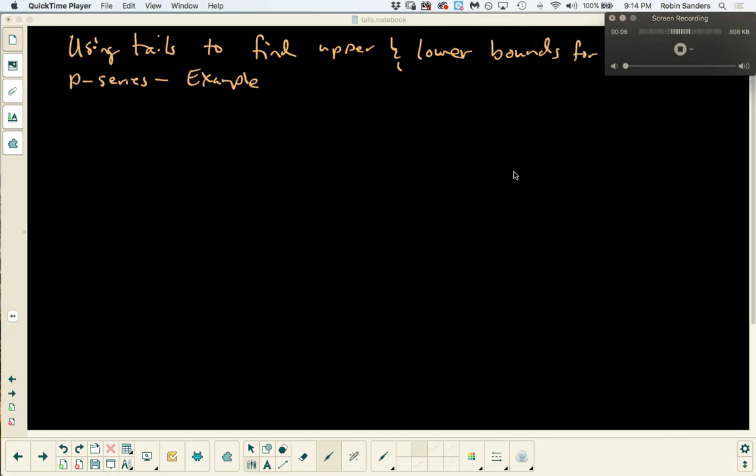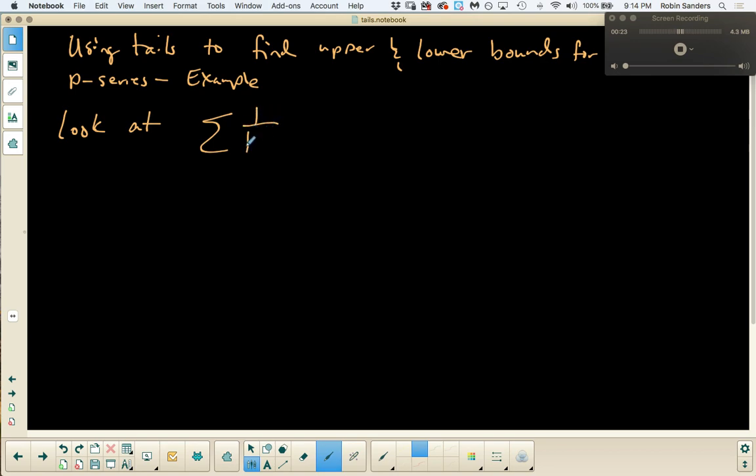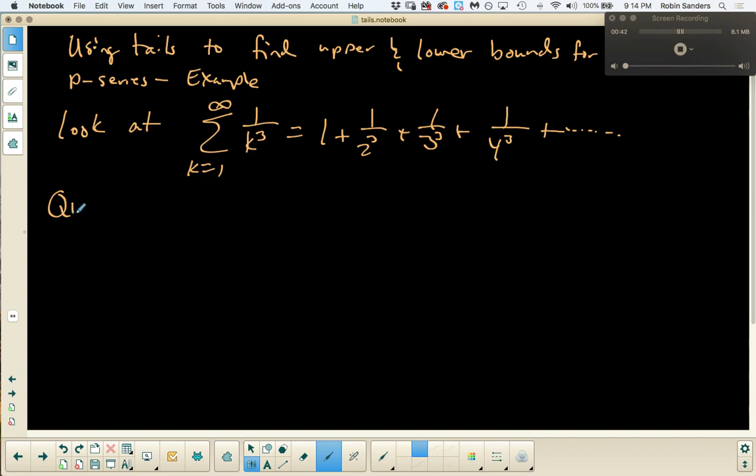In this video, we're going to look at an example of how we can use the tails to find lower and upper bounds for a particular p-series. Let's look at the specific p-series 1 over k cubed, as k goes from 1 to infinity. So this is 1 plus 1 over 2 cubed plus 1 over 3 cubed plus 1 over 4 cubed, and so on.